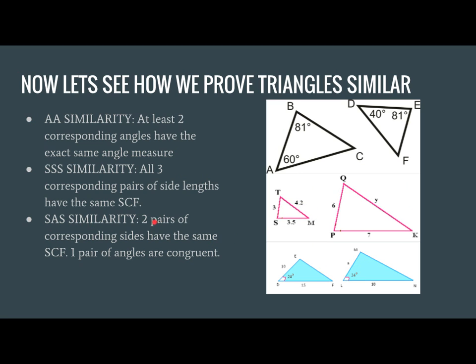SAS similarity. Two pairs of corresponding sides have the same scale factor ratio, and one pair of angles are congruent. The one pair of angles are basically the included angles. And remember for congruency statements, we said the included angles for SAS congruency. Same here. But these two are similar, so they must have included angles. Included means between the two corresponding sides. So then two pairs of corresponding sides have the same scale factor ratio. Okay?